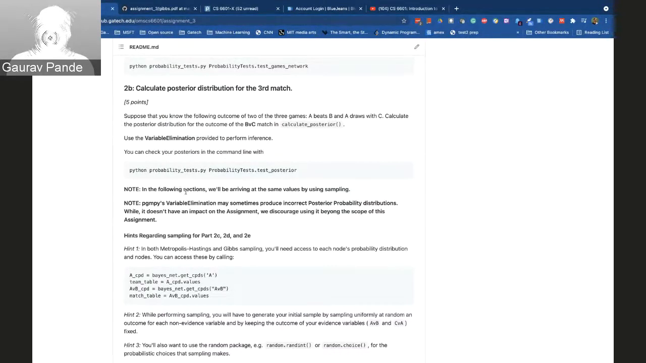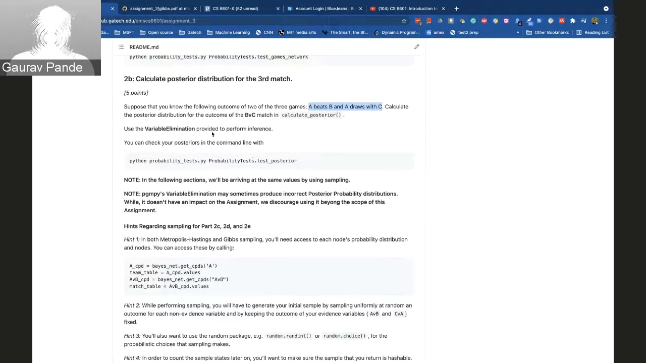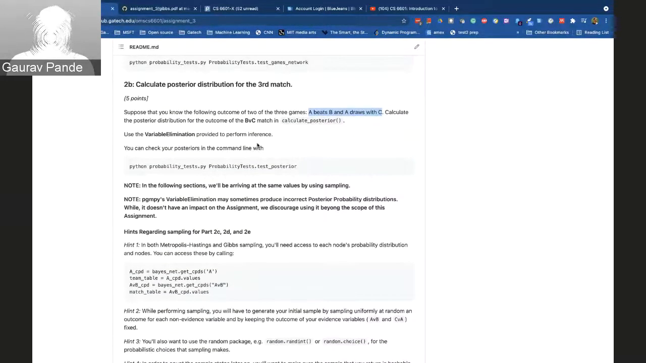When you're implementing Gibbs sampling and MH sampling, you need to take into account the same evidence there. So you won't touch this evidence. You will sample the rest of the non-evidence variables that you have, which are, I think, B versus C. Yeah. So you will sample them instead of these two. You can use the variable elimination provided to perform the inference again here, and you can check the posterior distribution that you are getting here.